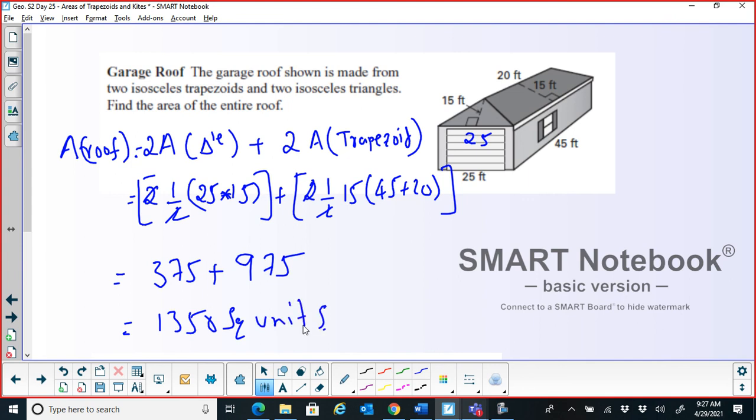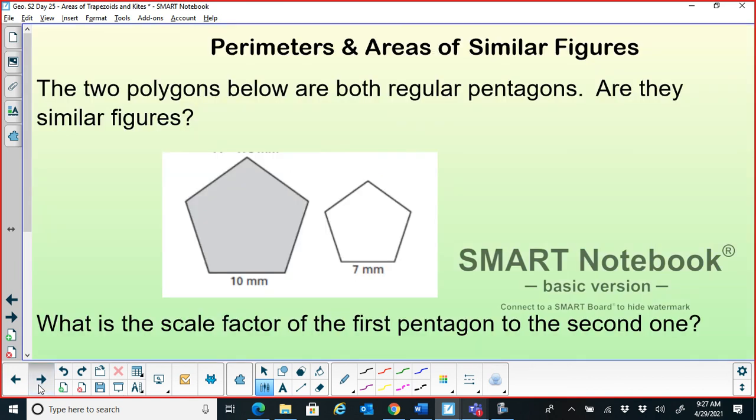Okay. I think we have done enough problems based on area of kite, rhombus and trapezoid. We will see in the next class period about perimeter and area of similar figures.